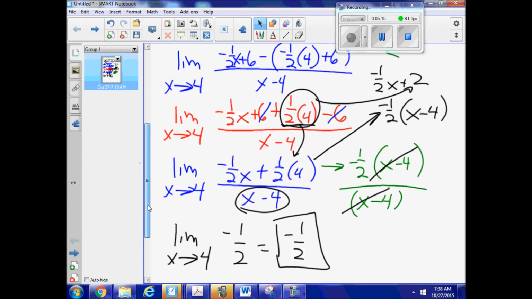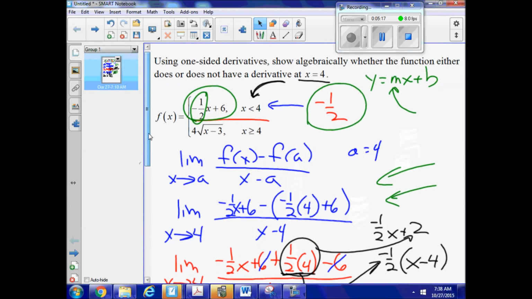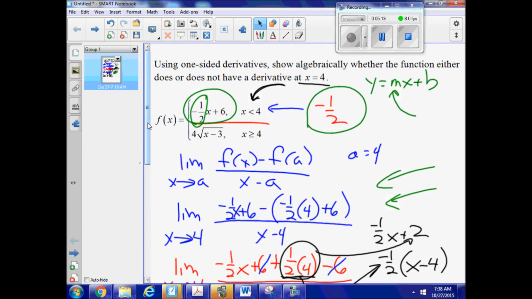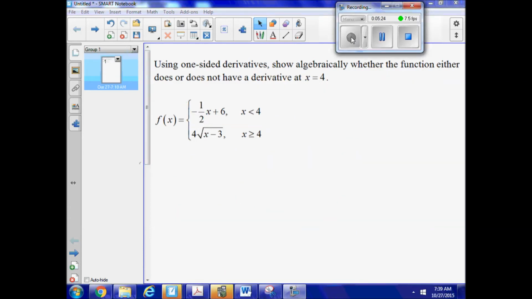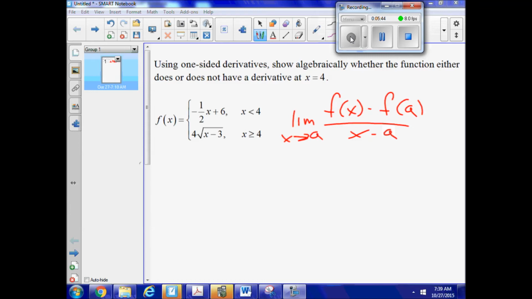Okay, so the first part of the answer here is negative 1/2, and I'm going to clear out the board to do the second part. Now, for the second part, we really do need to approach it in the normal way. So remember, I'm going to try and find the limit of f of x minus f of a divided by x minus a, as x approaches a. And I'm working on this piece right here.